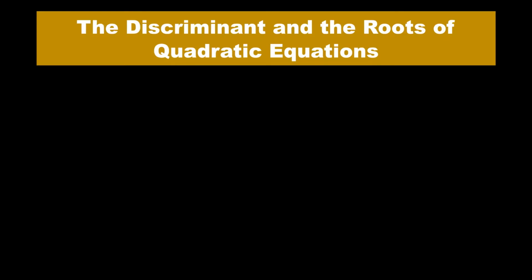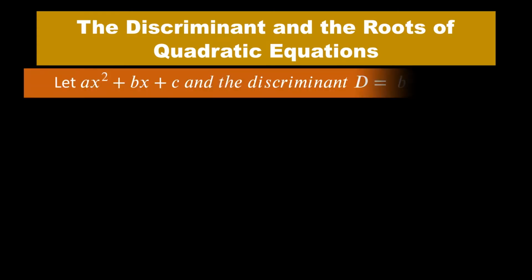In this video, we'll be talking about the discriminant and the roots of quadratic equations. If we have ax squared plus bx plus c, which is the standard form of a quadratic function, and the discriminant D is equal to b squared minus 4ac, I hope this one is familiar to you because this can be found in the quadratic formula, and we call that the discriminant.